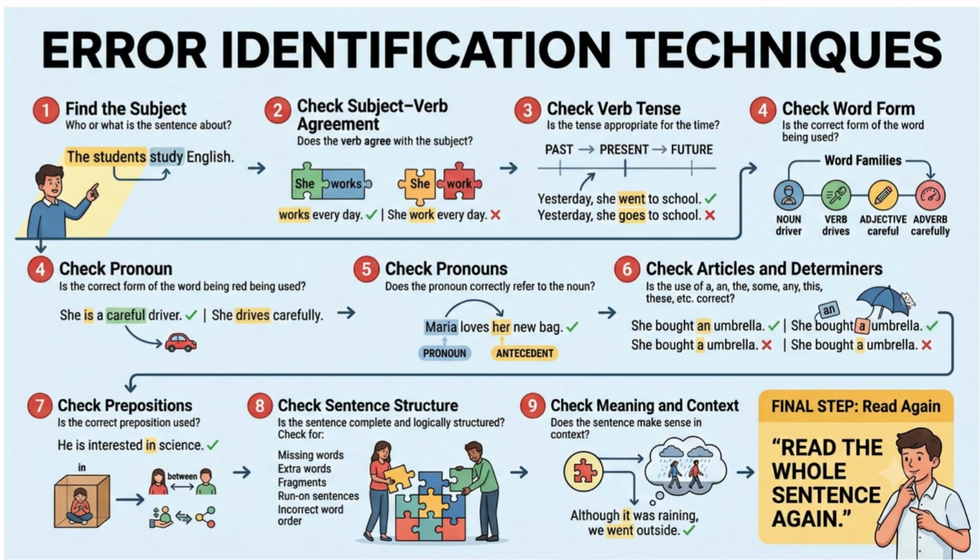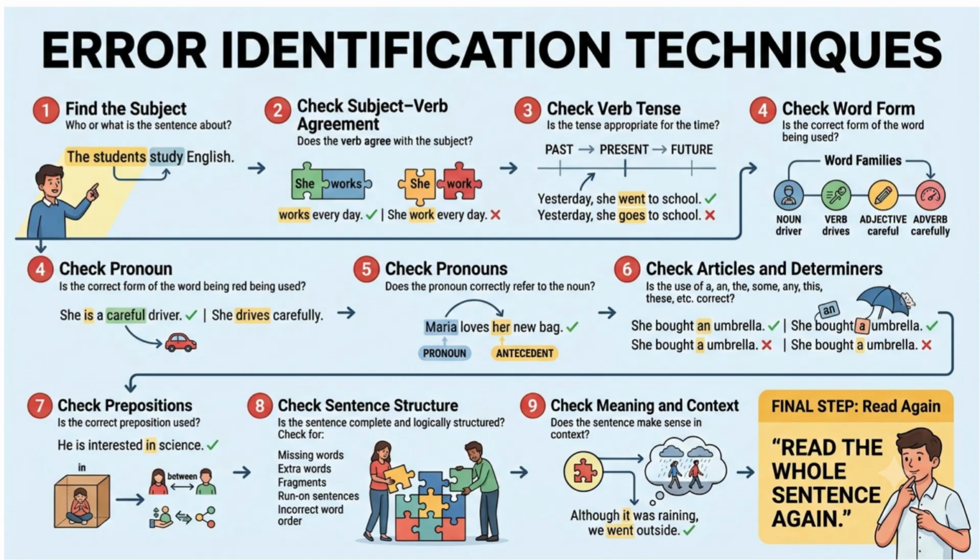I'm not really sure. Is it just reading it over to see if it sounds right? Or maybe looking for where the period goes? Actually, the very first thing you should do is identify the subject. You need to ask yourself who or what the sentence is specifically about.